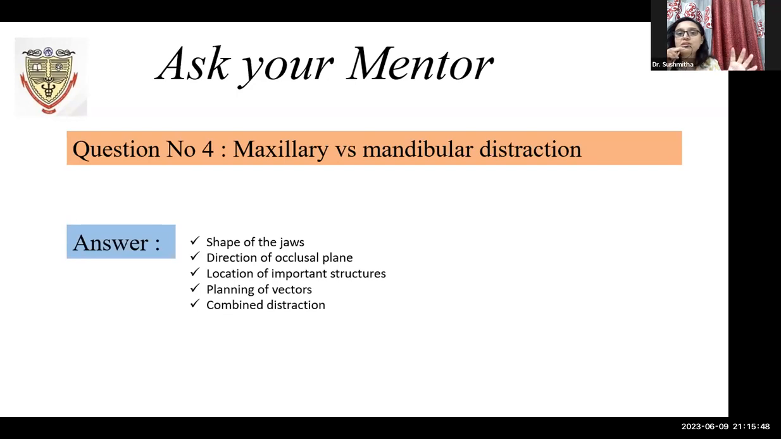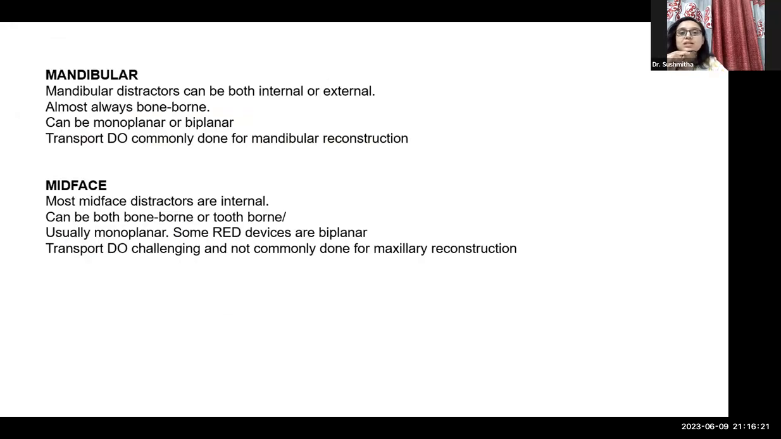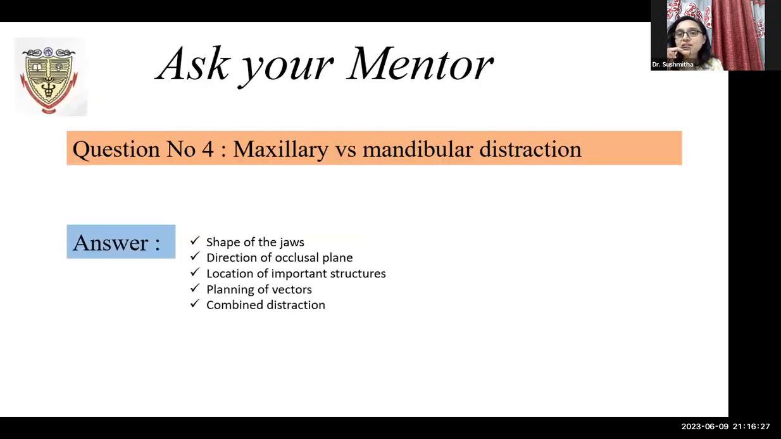About your opinion on indications where maxillomandibular distraction is done together. What are the indications, how does the vector change, and what kind of osteotomy do we have to do for the maxilla? So I think we can refer to a few articles. I will send across the articles on combined maxillary mandibular distraction indications. Yes, so that should be discussed rather than versus.